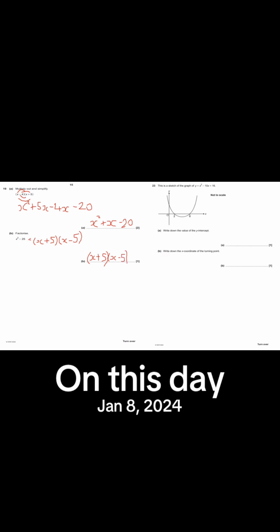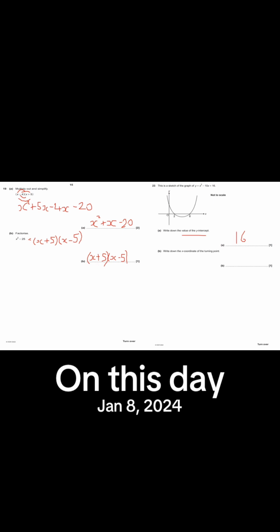Okay, question 23. This is a sketch of the graph y is equal to x squared minus 10x plus 16. Write down the y-intercept, so that's when x equals 0, so y is going to equal 16. Okay, write down the x-coordinate of the turning point. Okay, so that will be between 2 and 8.